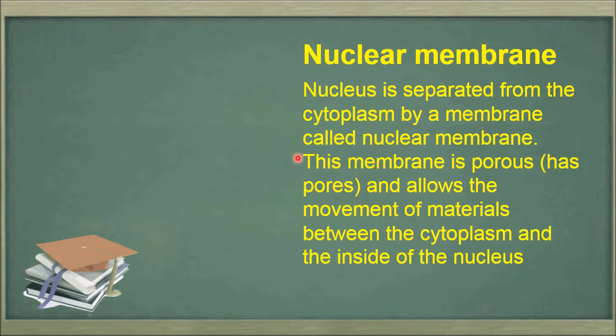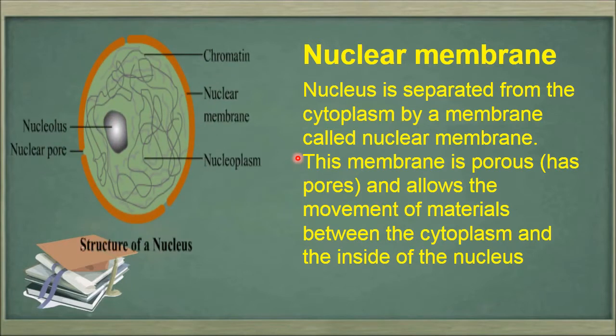Nuclear membrane. Let us first study about the nuclear membrane. Nucleus is separated from the cytoplasm by a membrane called the nuclear membrane. So the nuclear membrane separates the nucleus from the cytoplasm. This membrane has pores, and these pores allow the movement of material between the cytoplasm and inside the nucleus. So this we have already discussed. The nuclear pore is going to allow a few things to enter into the nucleus and a few things to go out from the nucleus so that they can go to the cytoplasm.